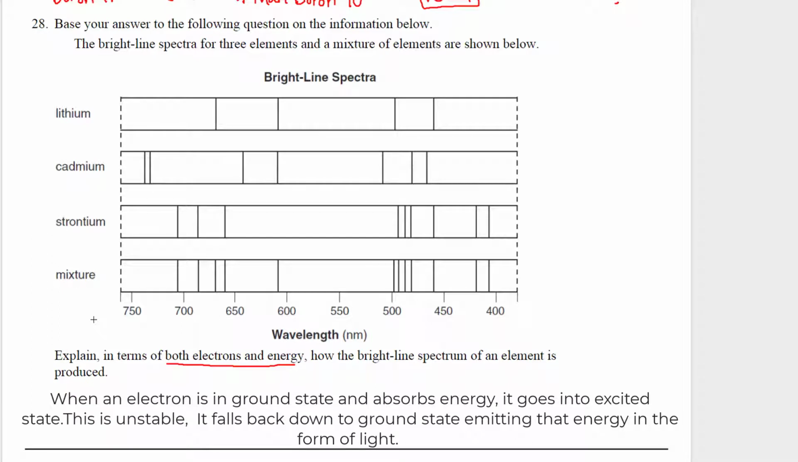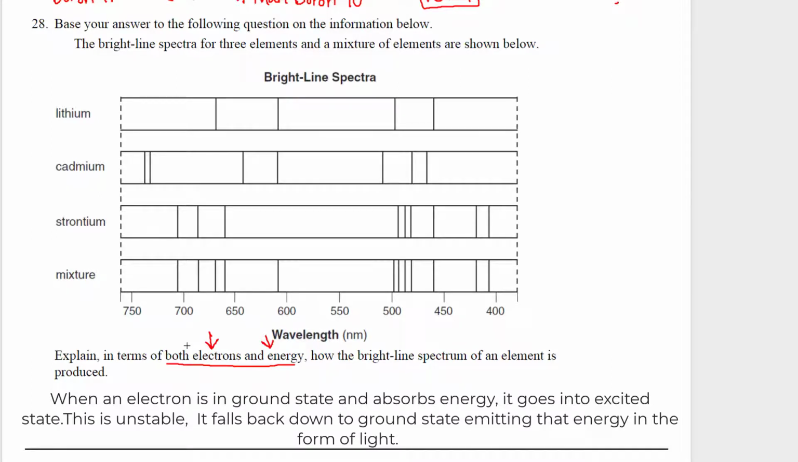When an electron is in ground state and absorbs energy, it goes into excited state. It can't remain in excited state, and it falls back down to ground state, emitting that energy as light. Notice I've mentioned my electrons moving from ground state to excited state, and I've mentioned that they absorb energy and then release that energy as light. This would be the complete answer that I would be looking for in this case.